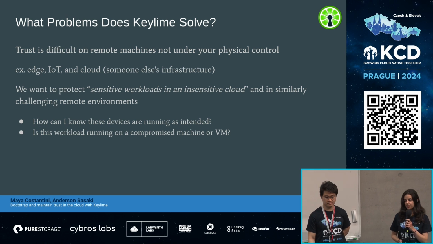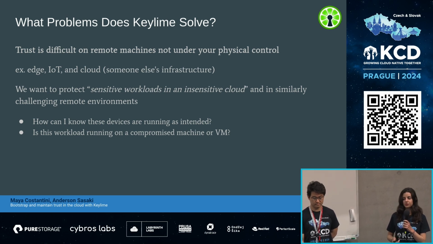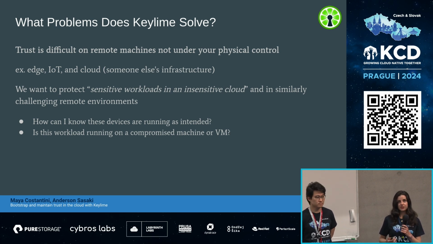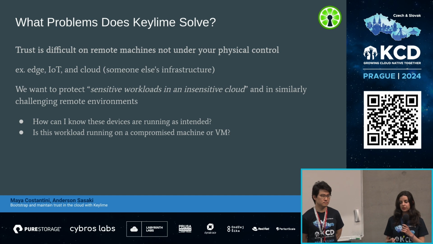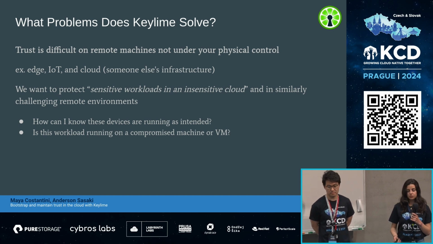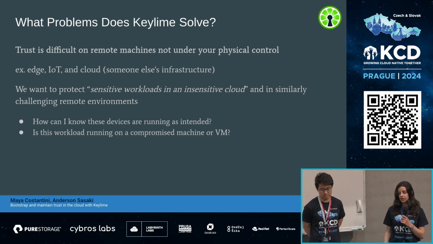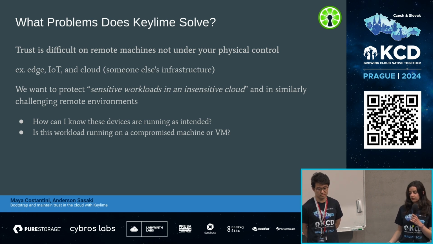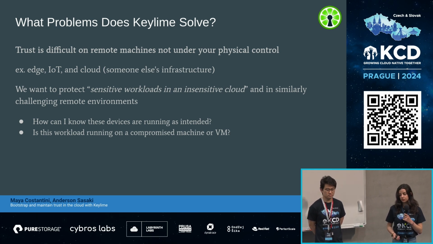So first of all, to introduce Keylime, let's try to see what problems exactly Keylime solves. We know that trusting remote machines that are not under direct physical control can sometimes be a significant challenge, in particular in environments such as edge, IoT, or any cloud infrastructure that often does not belong to you directly. So our goal with Keylime is to protect sensitive workloads, even when they operate within less secure remote environments. So the question is, how can we be certain that devices in those environments run as intended? And how do we ensure a particular workload is not being executed on a compromised machine or virtual machine?